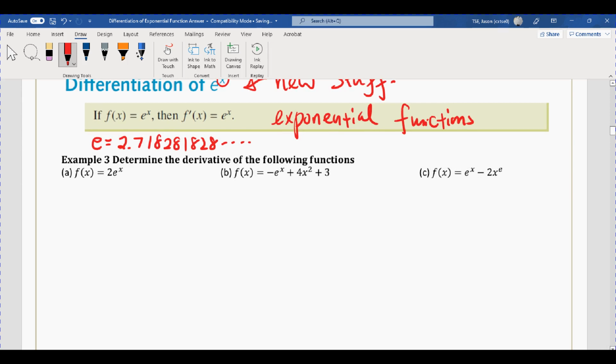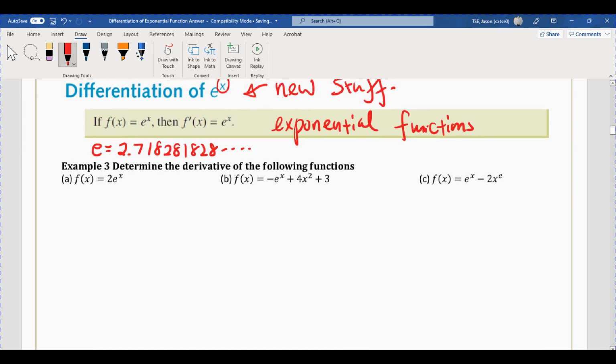So what's so special about the differentiation of e to the power x? You could see when you have a function f(x) equals e to the power x, what does f dash x mean? That just means the derivative, okay?